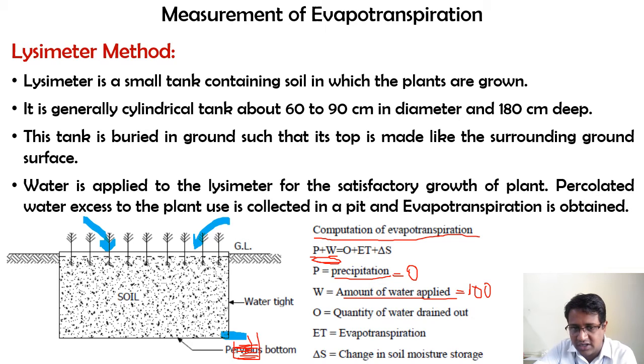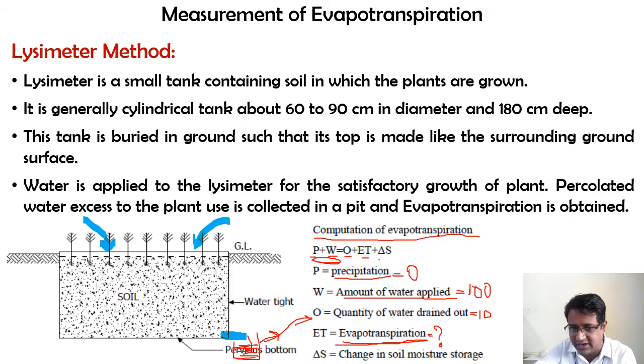It equals O plus ET plus delta S. O is the quantity of water drained out. Whatever water is coming out of this is the quantity of water drained out. Imagine that 10 liters of water has drained out, just for the sake of explanation. Next we have ET, that is evapotranspiration. That is what we need to measure, so this is the unknown for us. This is what we need to find out.